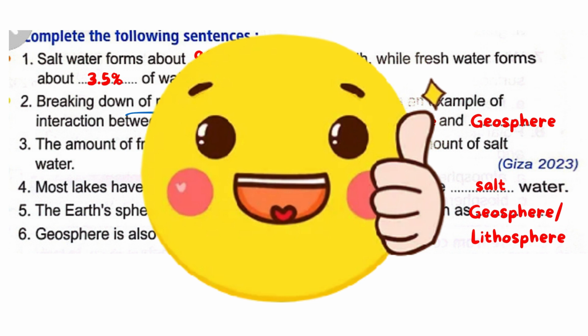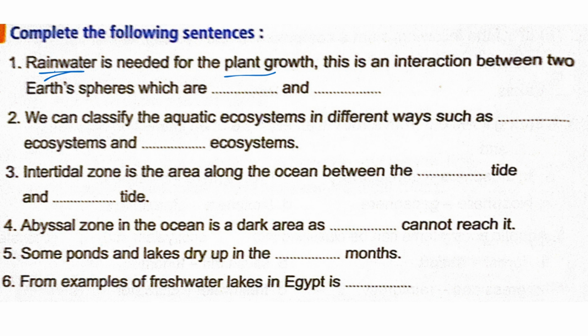Let us move to another page here. Rainwater is needed for plant growth. This is an interaction between Earth's spheres, which are, yes, rainwater. So this belongs to hydrosphere, and plant, so this belongs to what? Biosphere. So here the interaction is between two Earth's spheres, which are, yes, hydrosphere and biosphere.